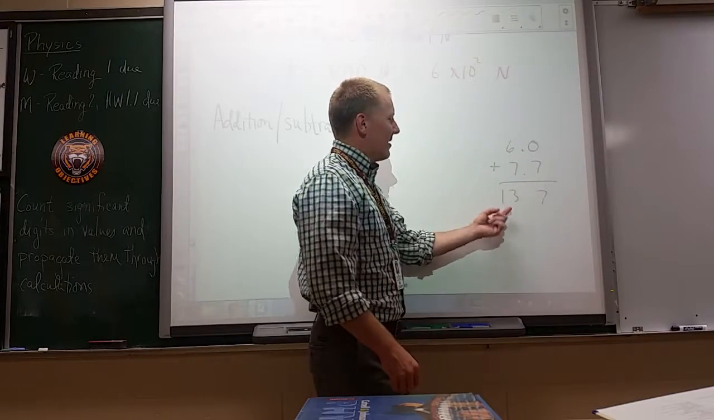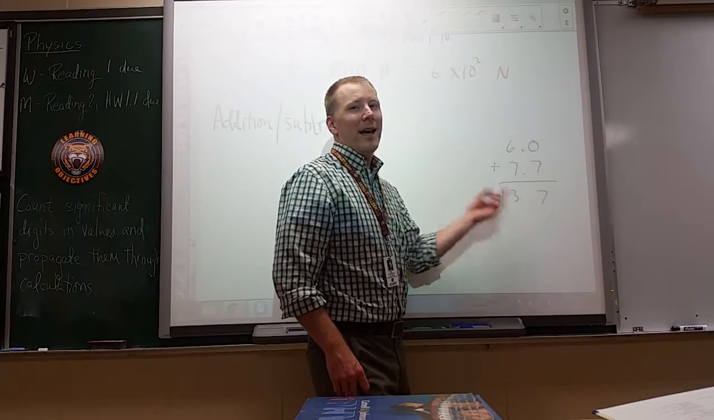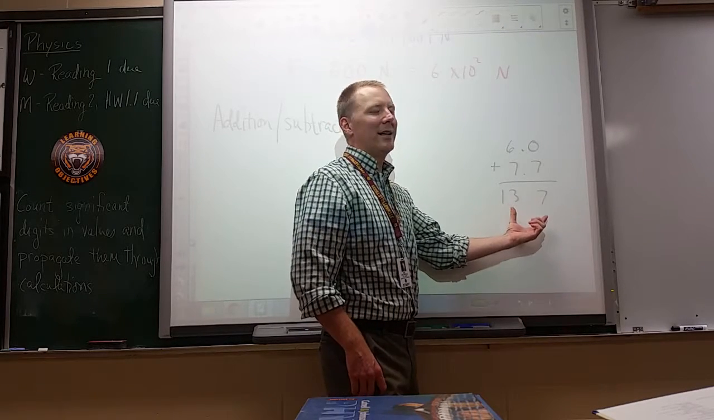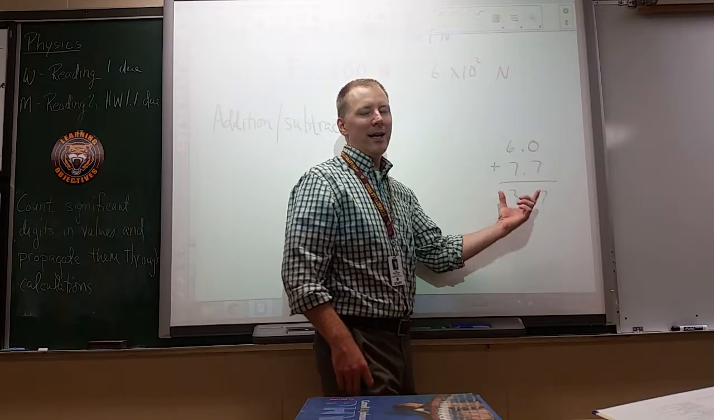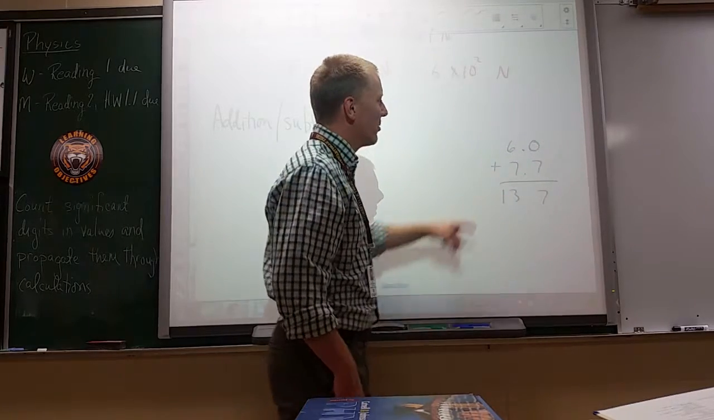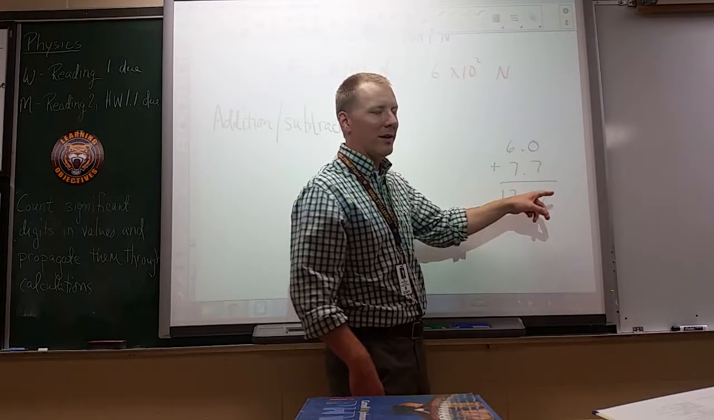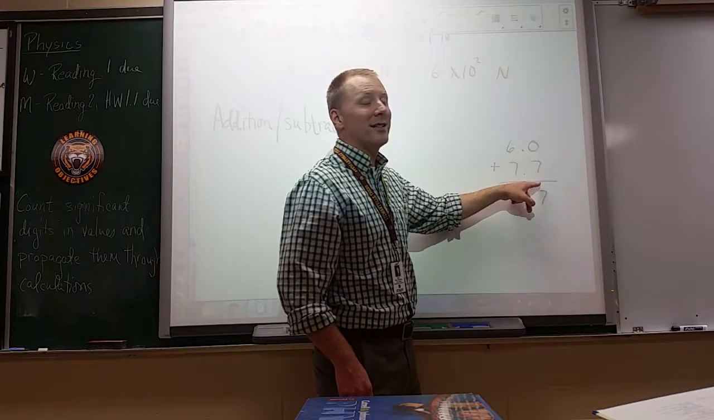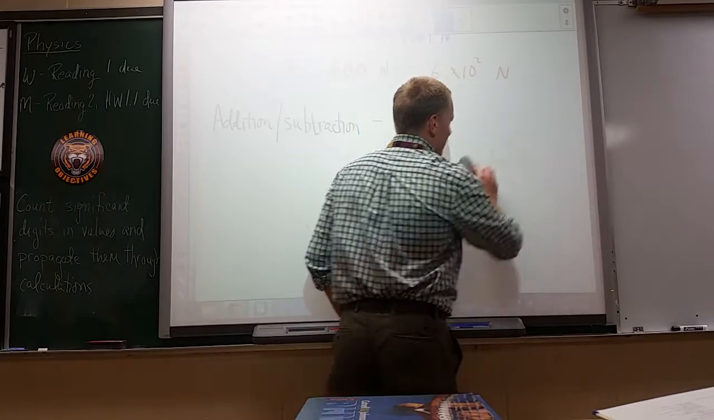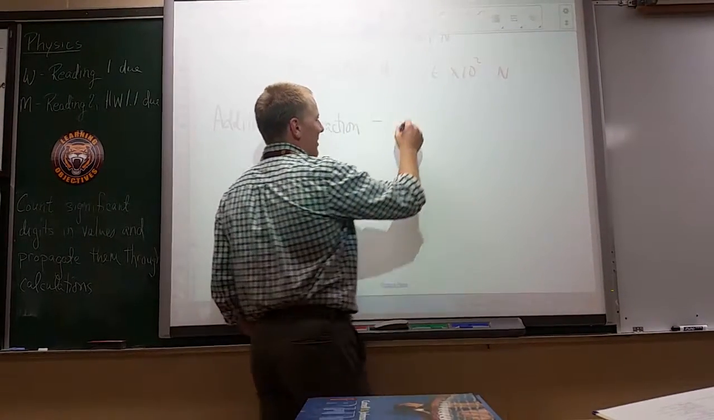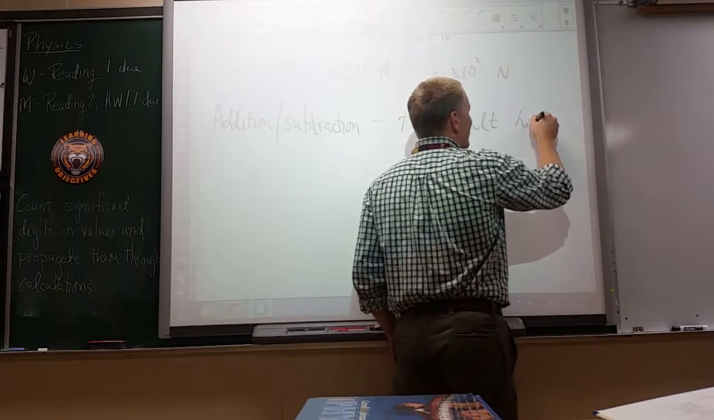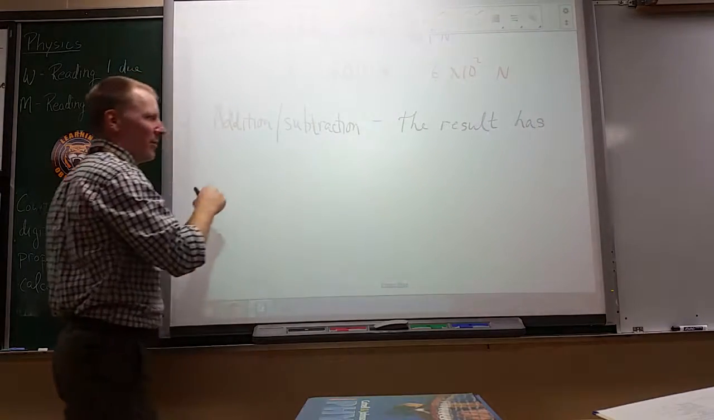I'm confident in all of these numbers. I only have an extra sig fig here because I carried a number, but that's still important. That's still significant. So I'm actually gaining a significant digit here, and I can't just arbitrarily round that because both of those are significant. So what we track instead of just significant digits with addition and subtraction is decimal places. So the rule for addition and subtraction is that the result has as many decimal places as the component with the fewest.